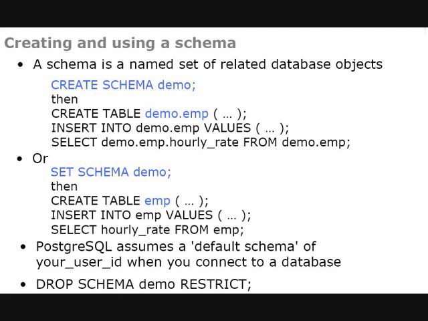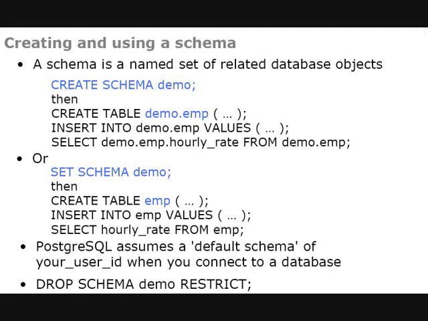PostgreSQL is going to assume your default schema, which is your user ID. So that is going to be a default schema. Anything that you create, if you don't go to another schema, is created there, but you can create additional schemas, then set search path to be that, and then you will be in that additional schema.